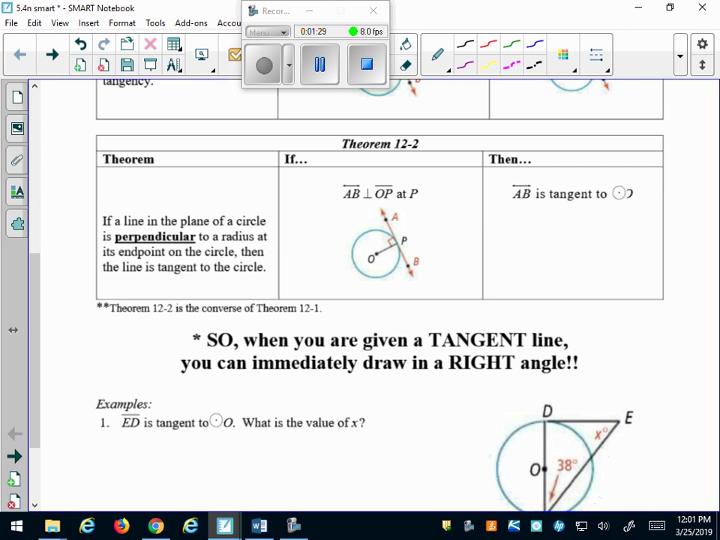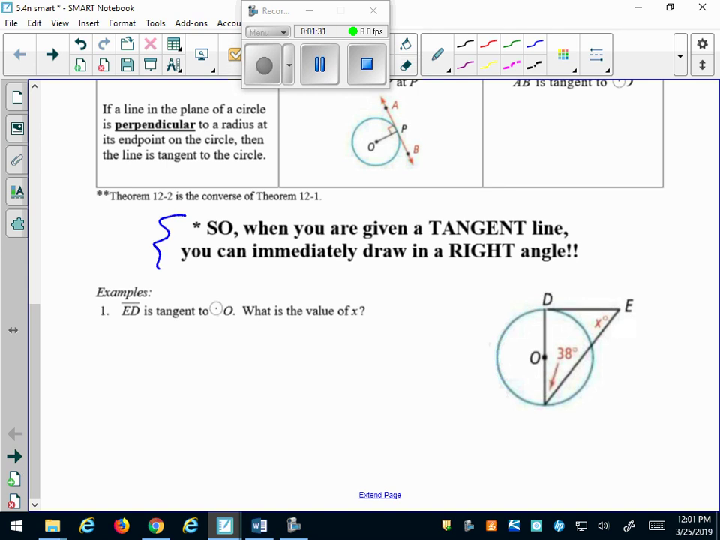So what does that boil down to? It boils down to this. If you are told that there's a tangent line, put a right angle immediately. If it says such and such is tangent to circle whatever, you should first think, okay, where am I going to put the right angle? All right? Tangent equals right angle, basically.